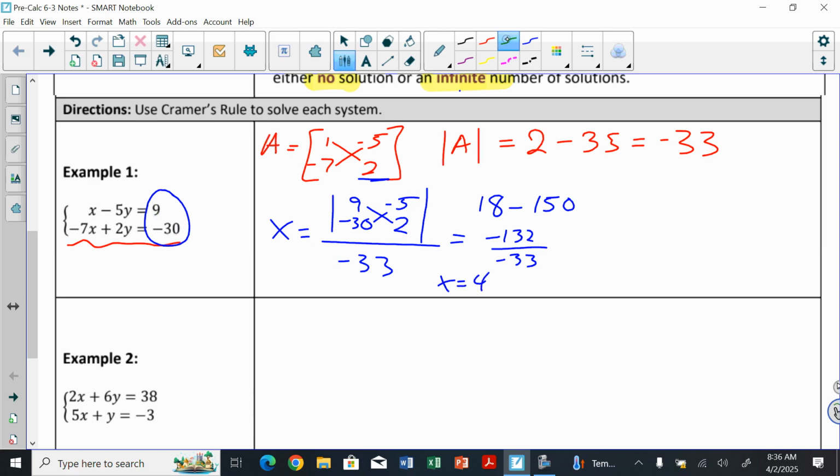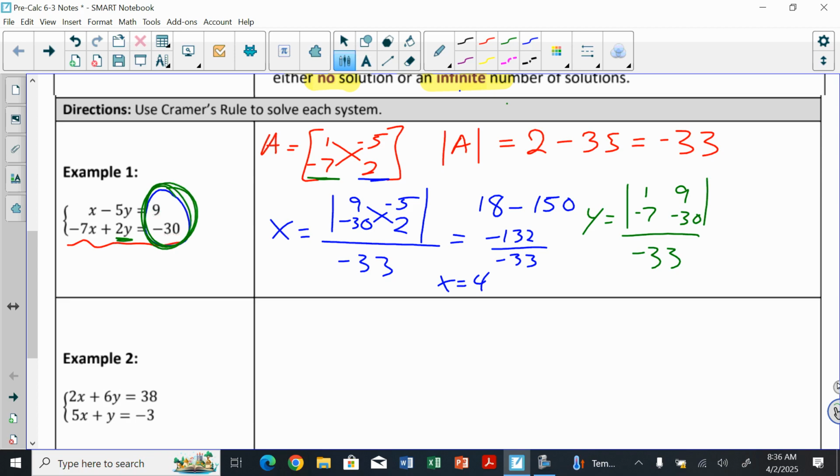Let's do y. So I'm going to change colors again just so we can see that. For y, now remember I'm going to take this 9 and negative 30 and I'm plugging it in the second column because that's where our y's are. So the first column of that matrix is going to stay the same. Here it's going to be 1 and negative 7, but I'm going to replace that second column with my 9 and negative 30. Then I've got to find the determinant of that, and of course put it over negative 33. So a little bit of work here, but it's easy calculation work.